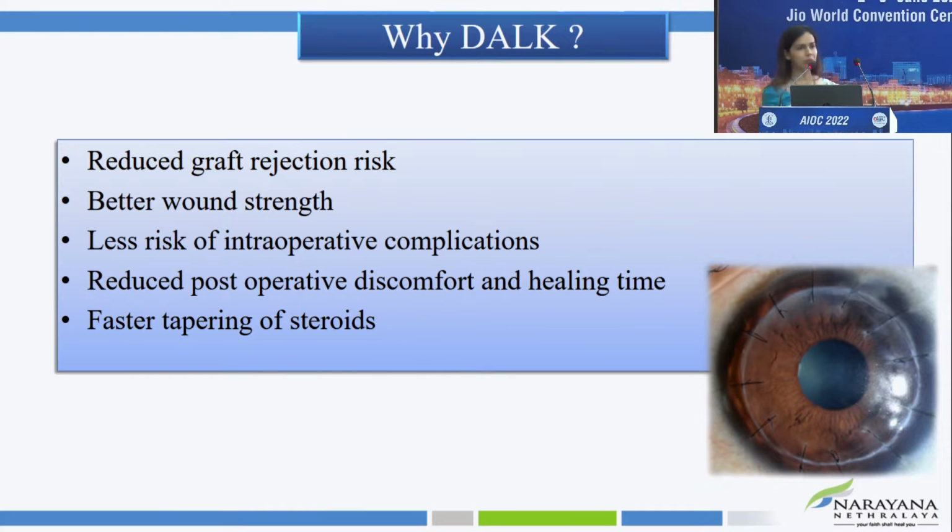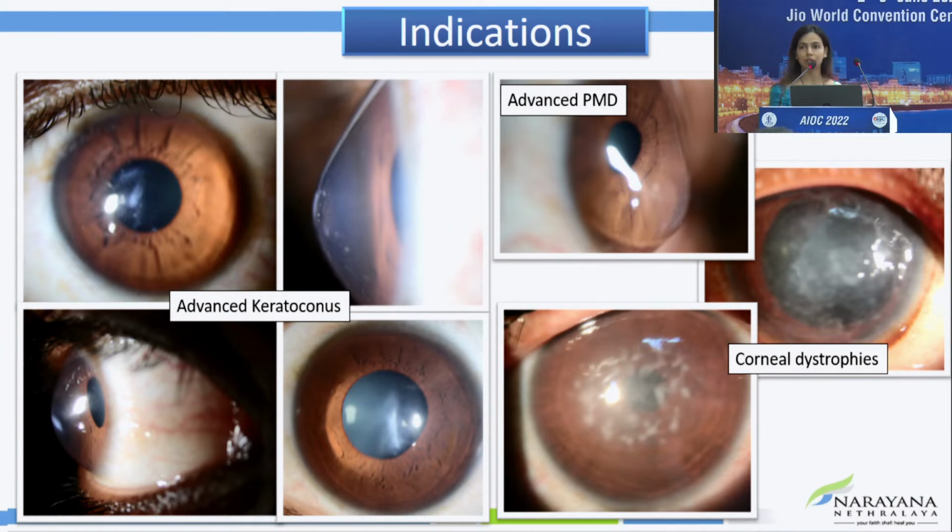So of course, we don't really need to get into why DALK. We all know it's because there are so many advantages; we're leaving behind the endothelium. There's a lot of wound strength that we have, fewer intraoperative complications, better patient healing time, and of course, we can taper the steroids faster. And there are a wide variety of indications for this surgery. Ectasias are one of the most common that we rely on this surgery for, of course, but it can also be for various types of dystrophies, corneal opacities, and certain infections, as we'll be seeing later through our talk.